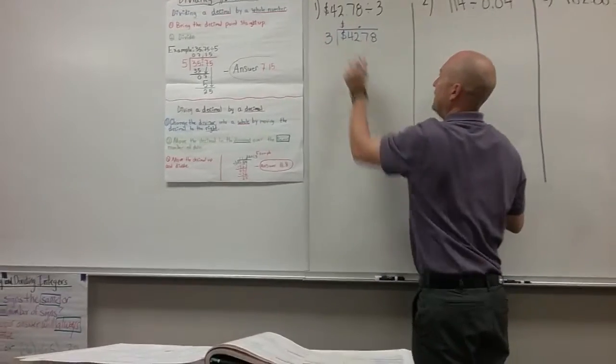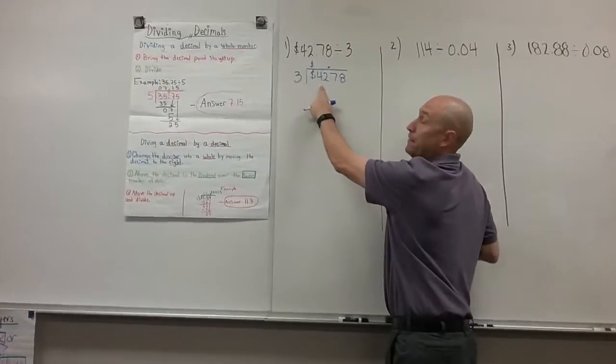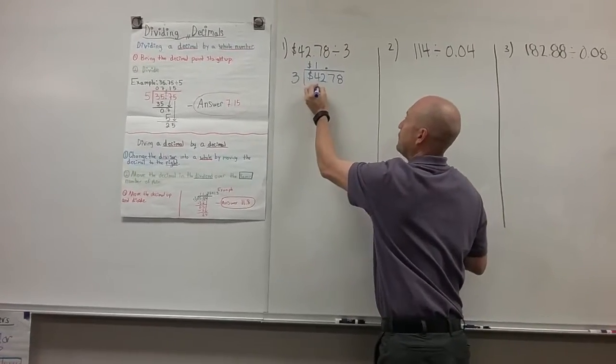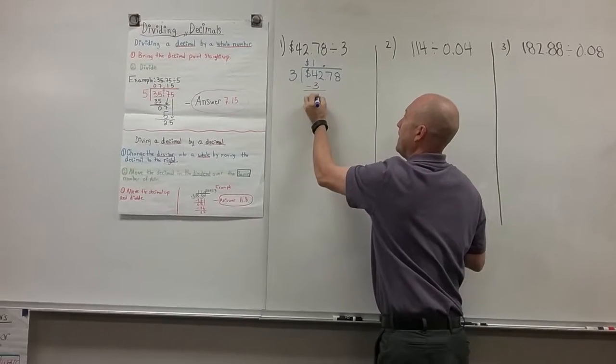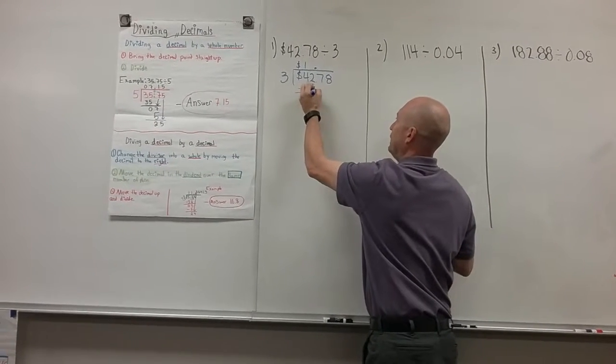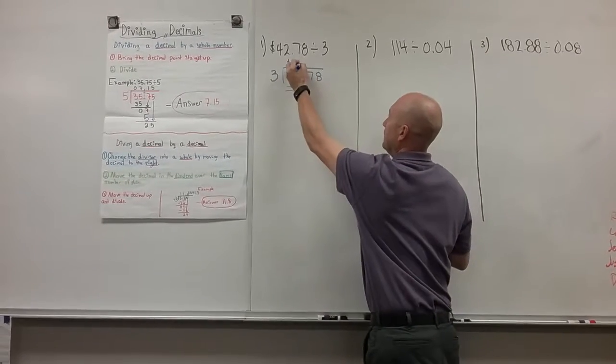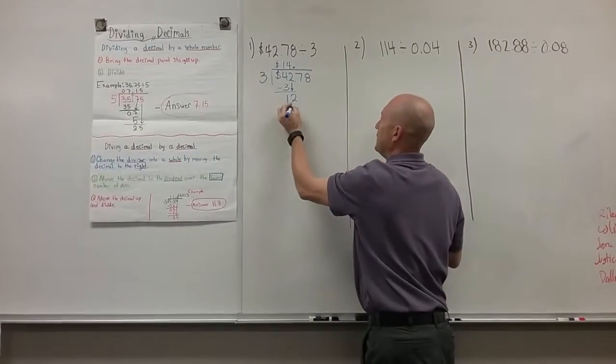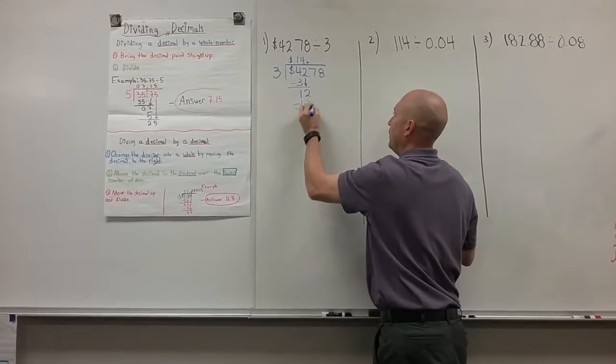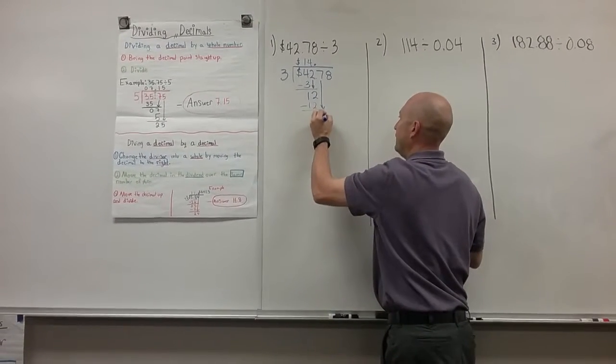I'm going to go ahead and put my money symbol up. 3 can go into 4 one time. 3 times 1 is 3. Subtract, I have 1 left over, bring down my 2. 3 goes into 12 4 times. 4 times 3 is 12, nothing left over, bring down my 7.